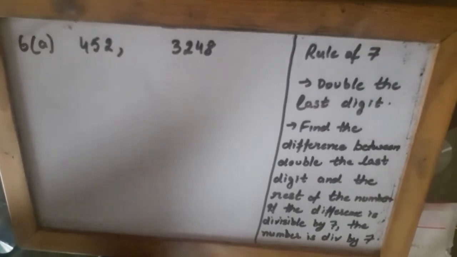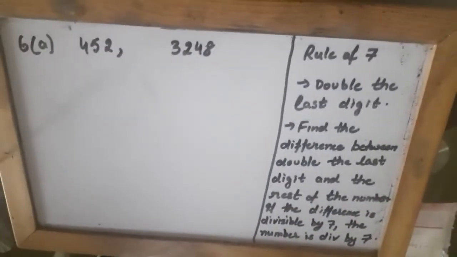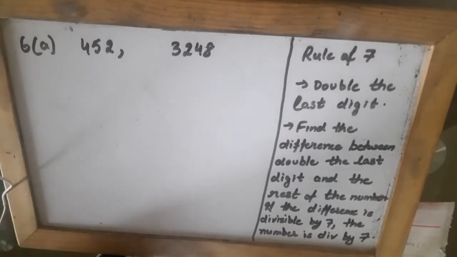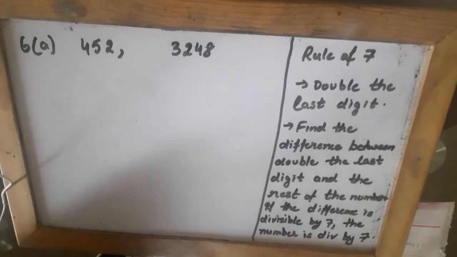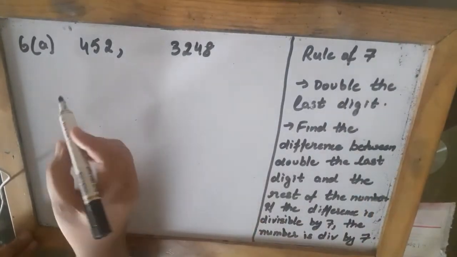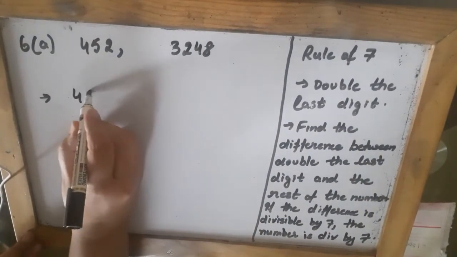Now we come to the sixth question. In the sixth question, they are asking you which of the following numbers are divisible by 7. Now you have to learn the divisibility rule of 7. What the rule says is double the last digit. Now let me start doing it and I will explain it to you.